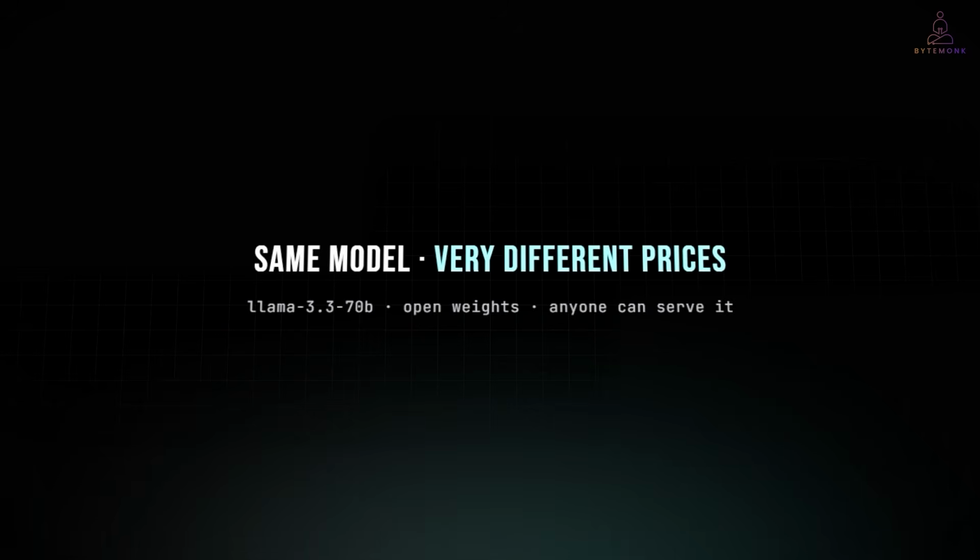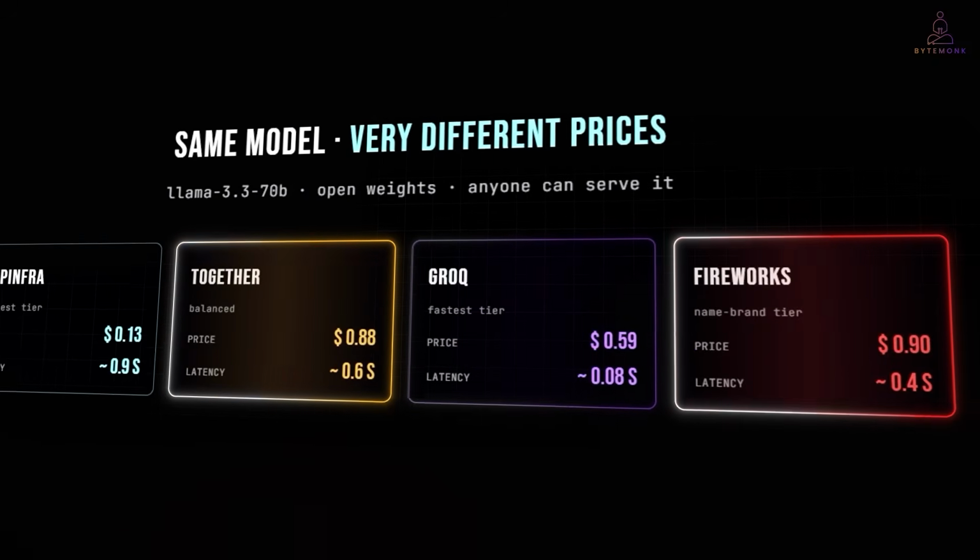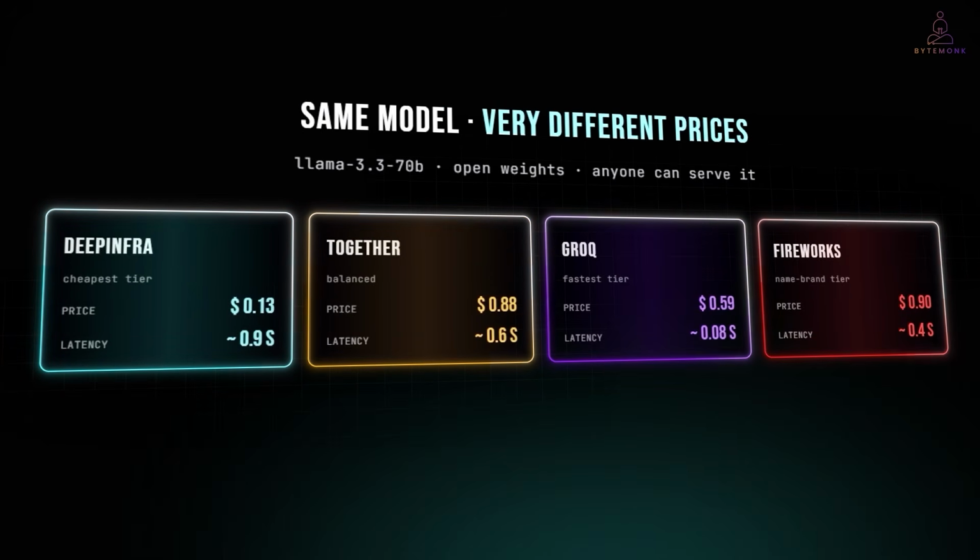And the fourth lever here is the one almost nobody checks. The same model can cost wildly different amounts depending on who is serving it. For example, take Llama 3.3. It's an open weights model, so it's not tied to one company. Together AI, Fireworks, Groq, Deep Infra, and others all host it.